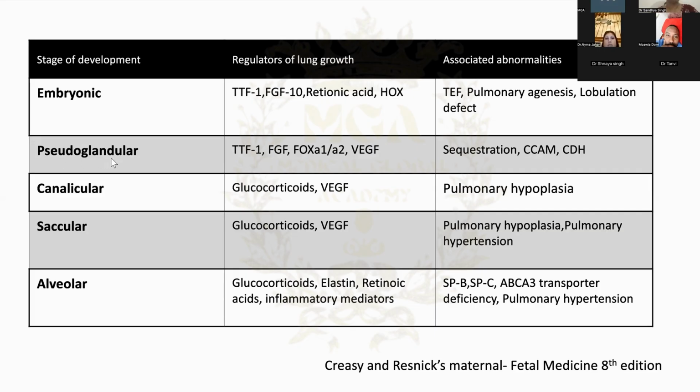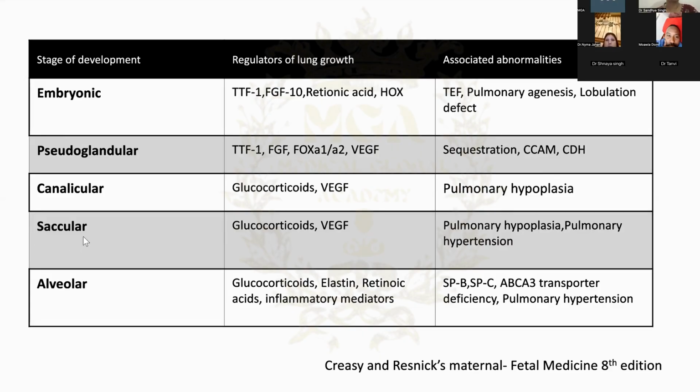For example, if we look at pseudoglandular stage, in this stage, what was happening? The terminal bronchioles were being formed. So the conducting path will be defective. So what can it lead to? It can lead to sequestration, congenital diaphragmatic hernia, and cystic congenital adenomatoid malformation, also known as CPAM. When the defect is in the canalicular stage, what is being formed? The alveolar ducts. So there will be pulmonary hypoplasia.